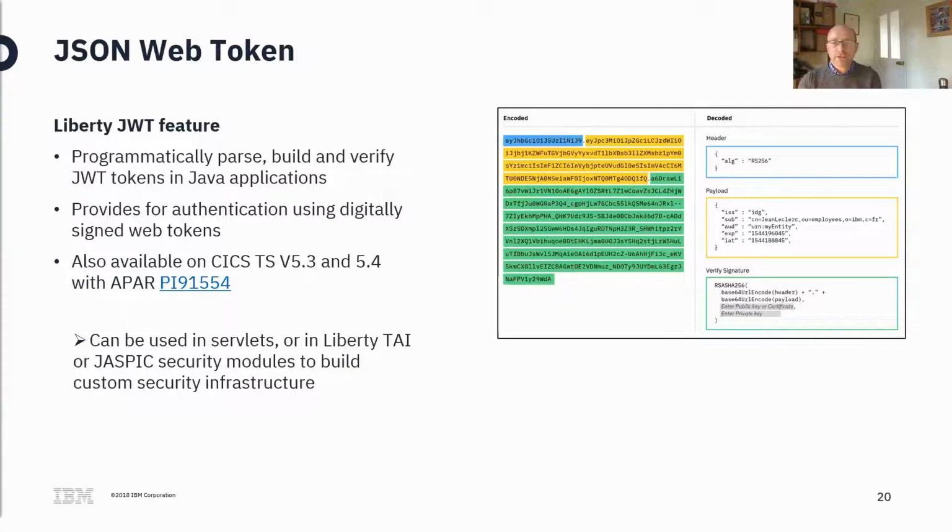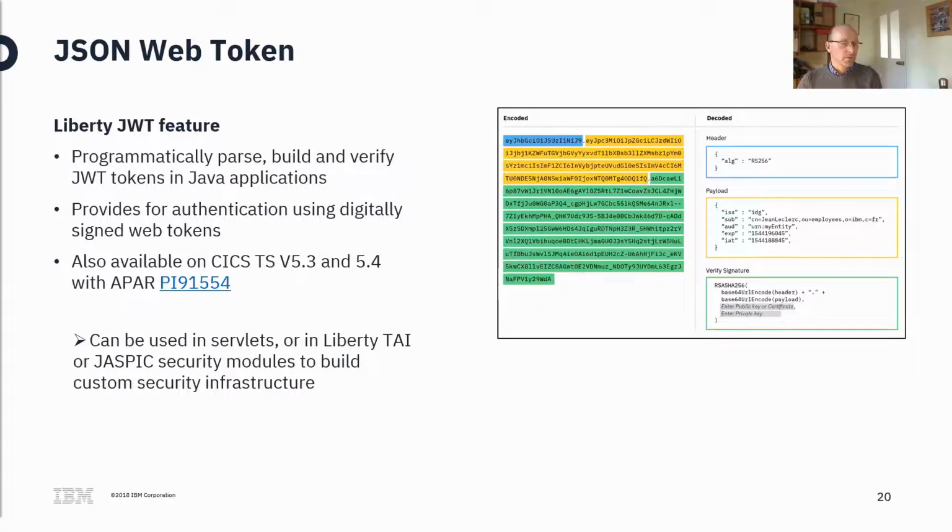Liberty provides a feature, the JWT feature, and that means you can programmatically parse, build and verify these in Java very simply using the provided APIs. We've got a set of samples showing you how to do that. You can use the Liberty support for RACF key rings and Java key stores to store the certificates to verify the signatures. And this was supplied in 5.5, but is also available on 5.4 and 5.3 with the APAR listed. And this function could be used in a servlet or in the Liberty security modules, the TAI or the JASPI security modules.